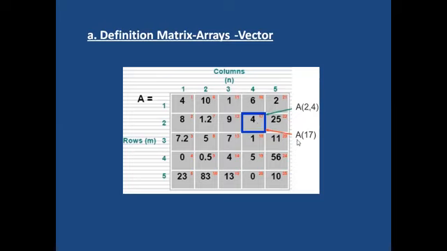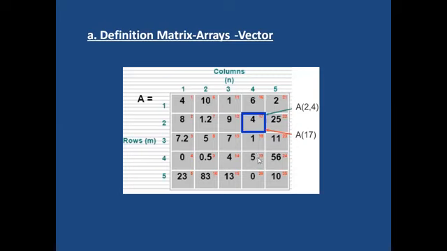Or otherwise, I can give A(17). If you are giving a single value, it will assume that is actually your element value. So the element value is going to be 17. So the 17th element is nothing but 4. So there are two ways. One is by representing the row and then comma column, you can retrieve the data, or otherwise you can give the element value. A of 17, you can get 4. For example, I am giving A of 19.